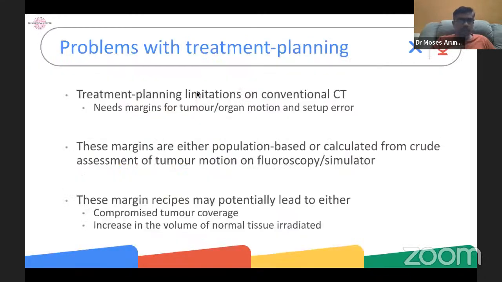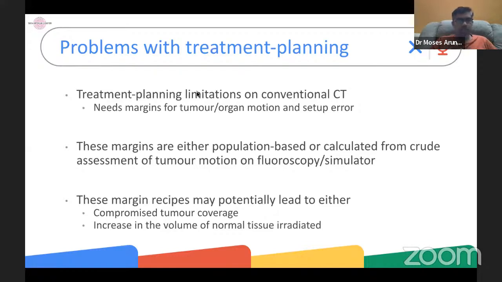The problems that we face in terms of treatment planning is when we do not have a respiratory correlated CT, we have to account for the motion that may be there in the tumor by way of giving additional margins to cover for the motion of the tumor and the organ itself, and also the margins in addition needed for setup errors that happen during treatment. And these margins are usually calculated either based on a crude method of estimating the respiratory motion, or we use the population-based margins that we have.